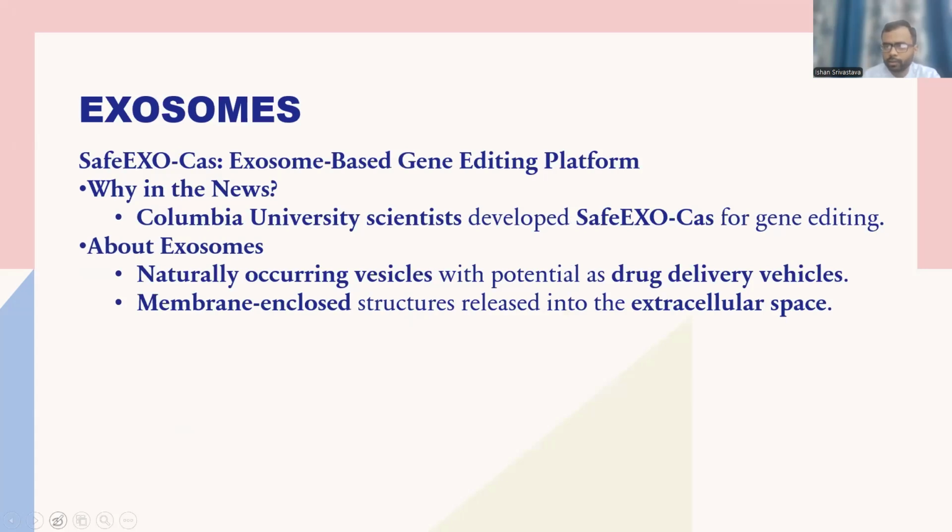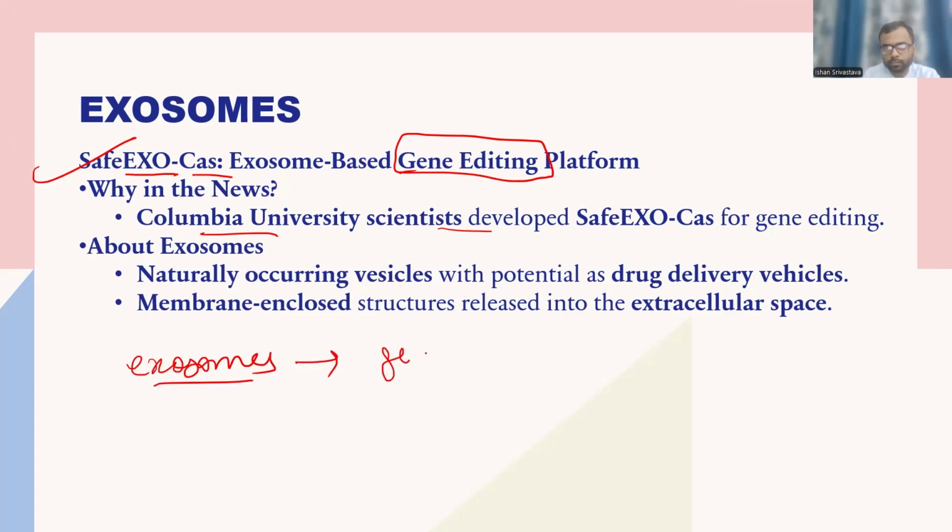Let's come to another thing which was in the news, which is exosomes. There is a technology called Safe ExoCas. If you remember CRISPR-Cas, you might find that to be somewhat the same as Safe ExoCas. So this is also related to gene editing, right? Here, what have scientists from Columbia University done? They have used exosomes to deliver gene editing tools, right? For gene editing, obviously.